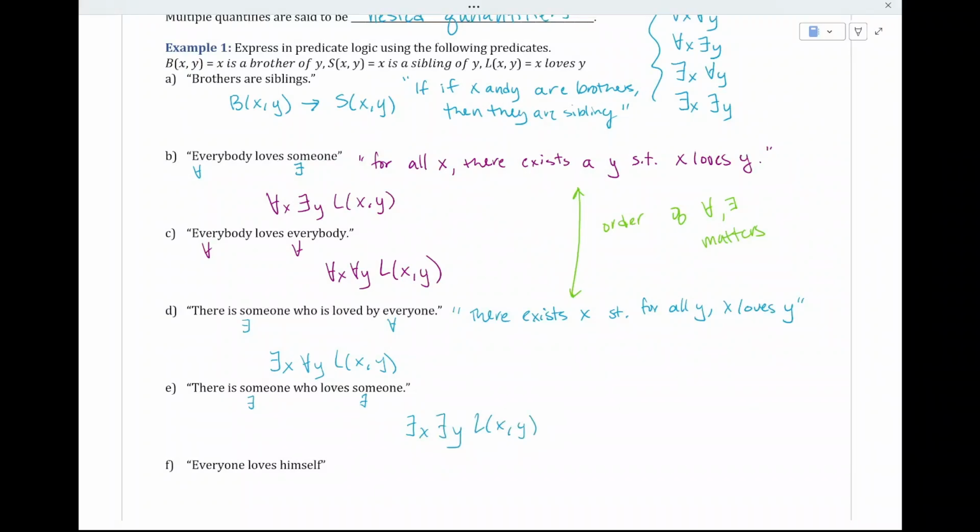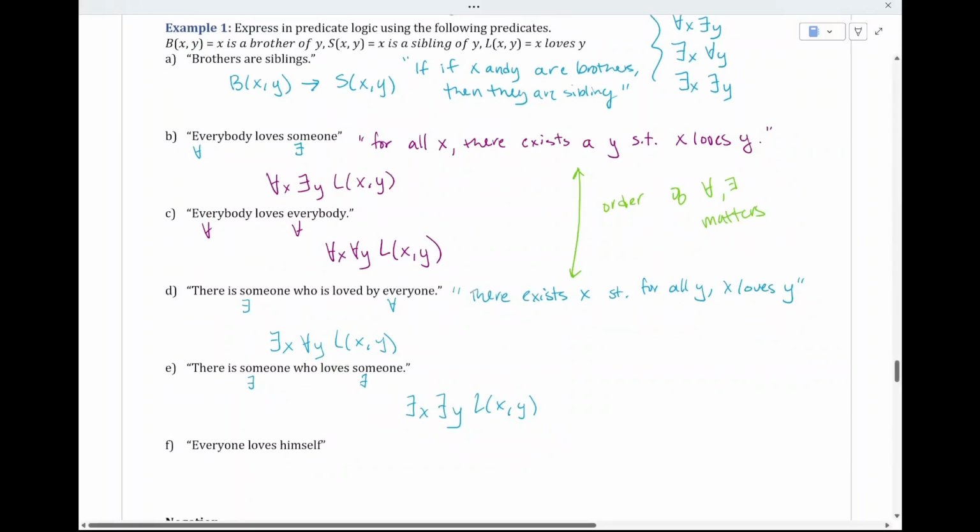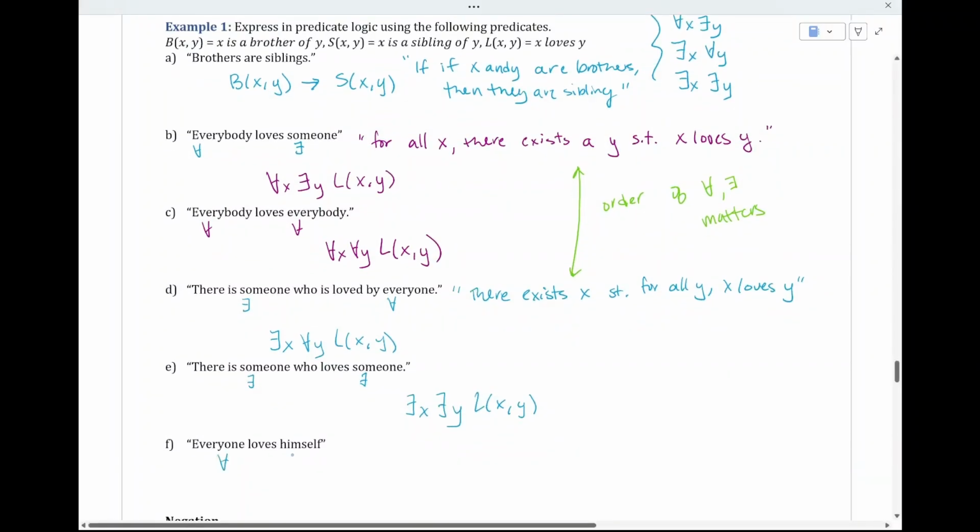And last one, everyone loves himself. So we're going to do it for all, but we're talking about himself. So x loves x. So for all x, L of x, x. X loves, not somebody else, x loves that same person. So that's the same x.